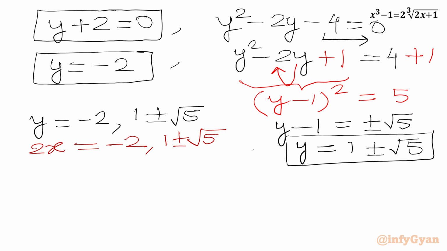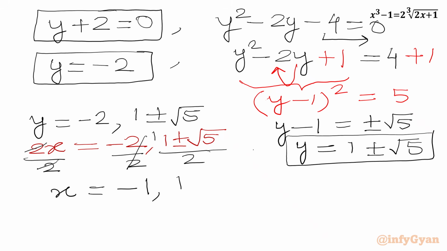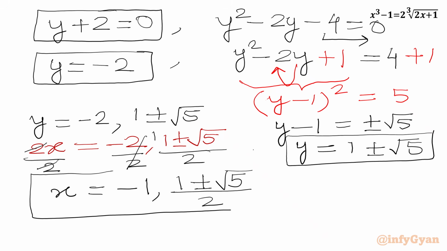Now we have to divide both sides by 2 to get our final real values of x. Let's divide by 2. So 2 over 2 will be 1. Here we will get minus 1. Let me write 1 over here. So x will be equal to minus 1, 1 plus minus square root 5 over 2. So we have three real values of x.